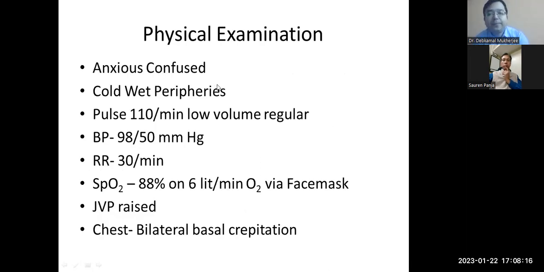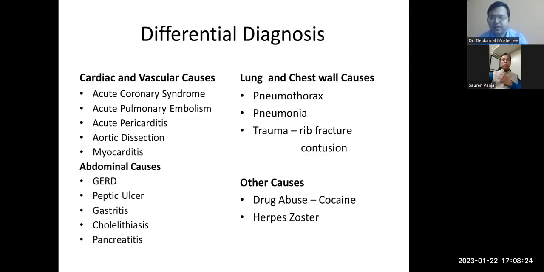Dr. Devkamal, you have given the differential for chest pain. What do you think is the differential here? One can be acute coronary syndrome. Yes, sir. Acute coronary syndrome, pulmonary embolism may be a differential. Along with that, we have to rule out aortic dissection.